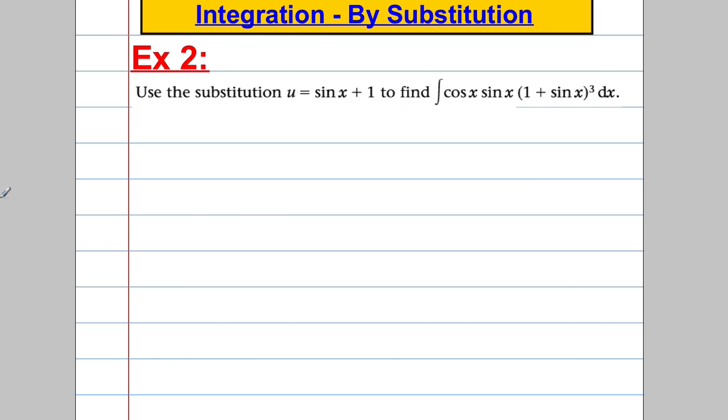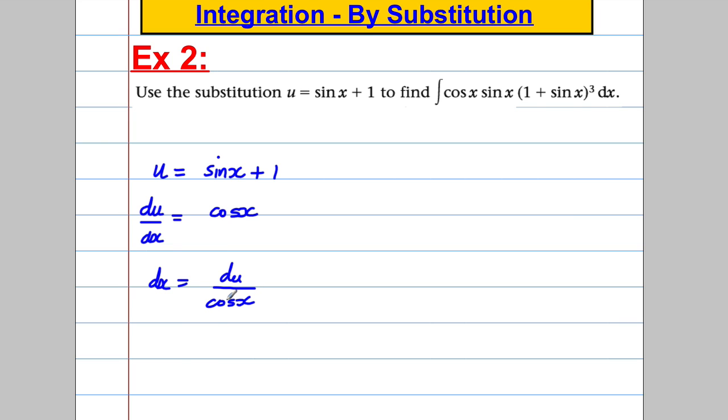Use the substitution u is equal to sine x plus 1 to find this following integral here. So, we've got u is equal to sine x add 1. The first thing I'm going to do is find dx as the subject of the formula. So differentiating both sides with respect to x, du by dx would be equal to cosine x. Okay, so therefore dx, making that the subject, multiplying by dx and dividing by cos x would be du divided by cos x, like that.